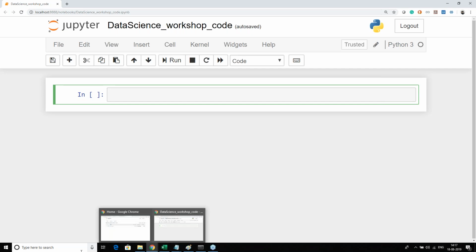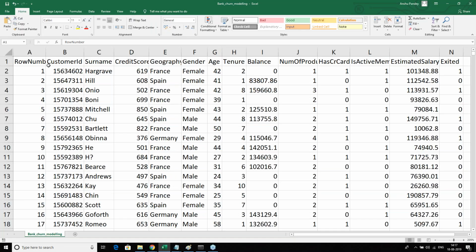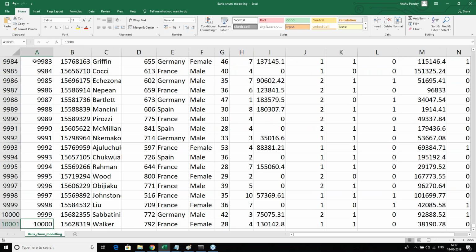Okay, so here we go. This is the problem you're going to solve here. Let's say there's a bank. I'm describing the problem again. The bank has given us data of 10,000 customers, right? So we have data of 10,000 customers. As you can see, from 1 to 10,000, we have data.